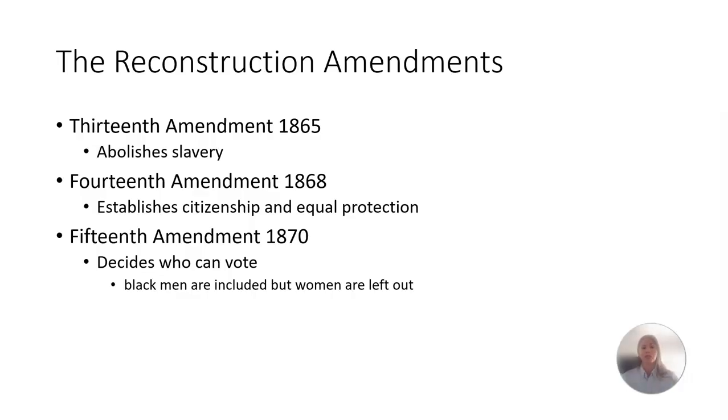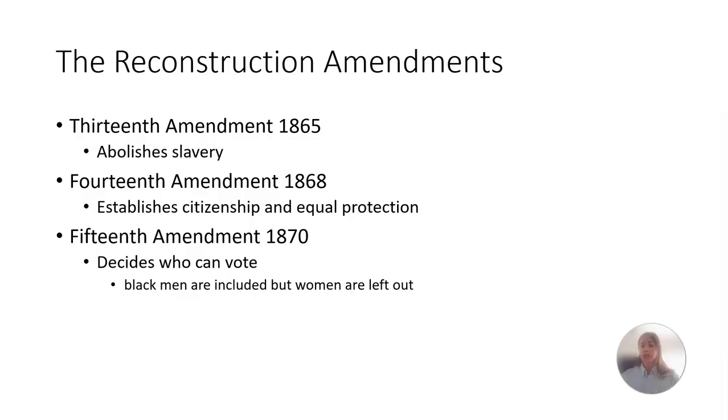So it comes a little bit later in history. With the 14th Amendment, it also promised equal protection under the law. This becomes one of the most important amendments in U.S. history because of the precedent that it will set. The 15th Amendment, it does give men, especially Black men, voting privileges. So it decides who can vote.